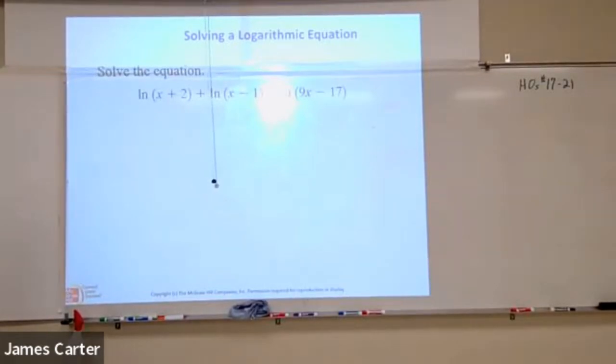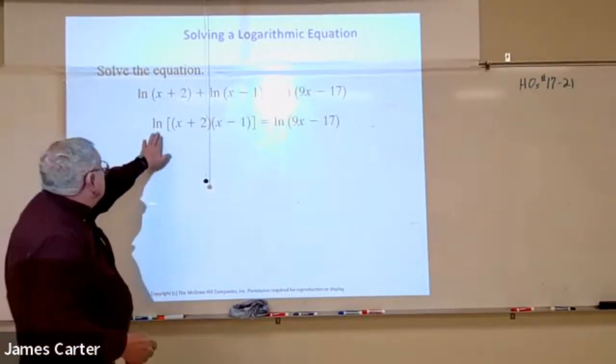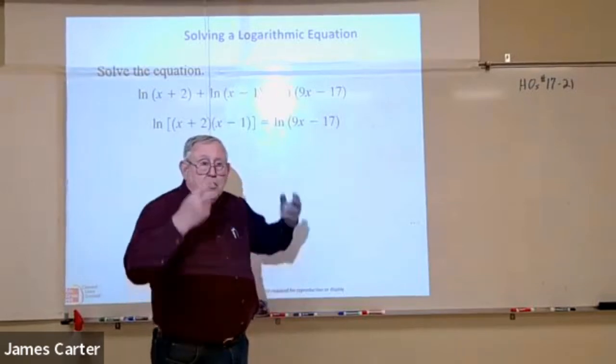Okay, what about this thing? I got 3 logs. As it is right now, I can't use that remove-from-both-sides law. But there is something I can do with these two. I can contract these two: parentheses x plus 2 times parentheses x minus 1, all behind one natural log. Now I have a single natural log on both sides, which I can pull out.